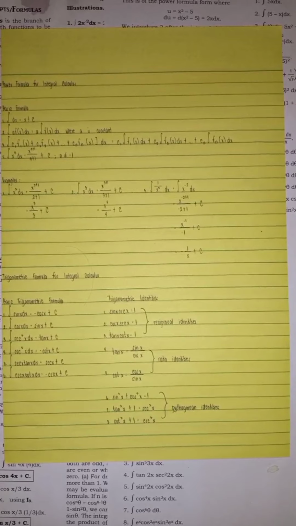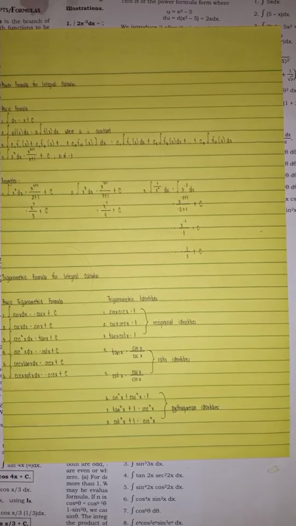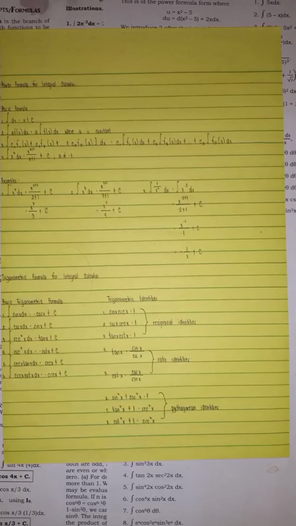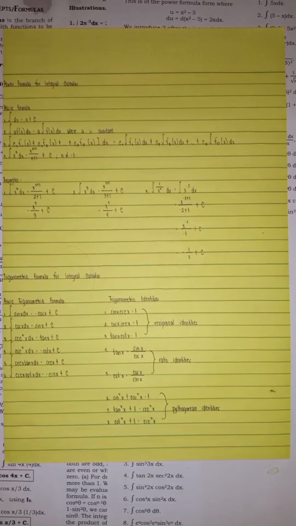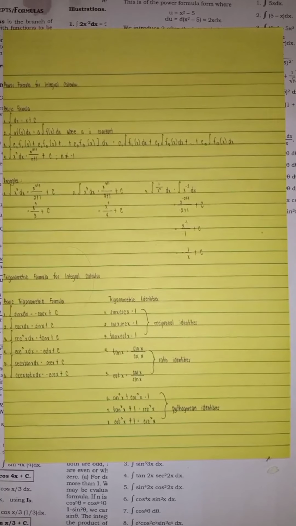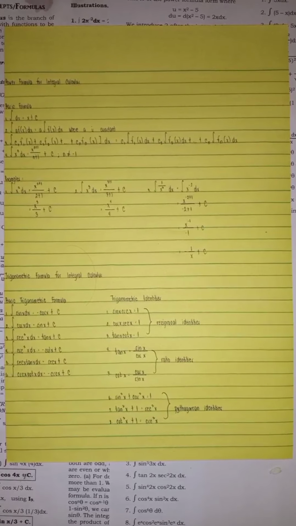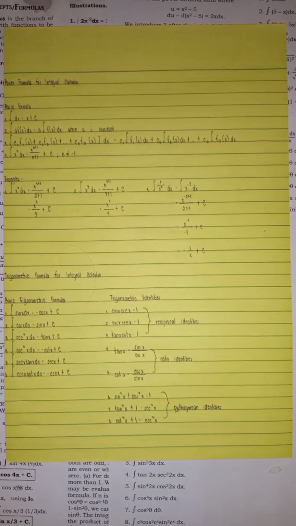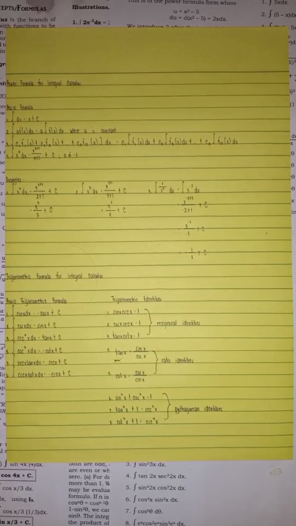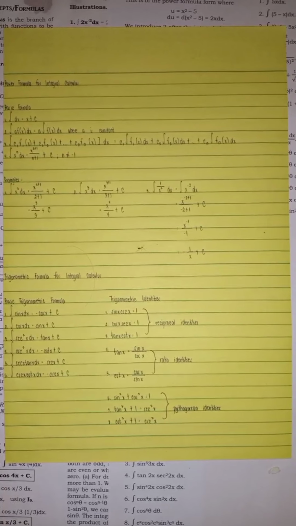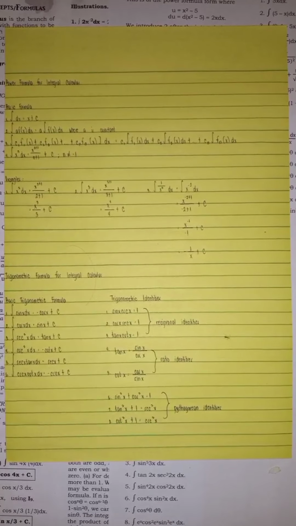Number 3. The integral of secant squared x dx is equal to tan x plus c. Number 4. The integral of cosecant squared x dx is equal to negative cotangent x plus c. Number 5. The integral of secant x tan x dx is equal to secant x plus c. Number 6. The integral of cosecant x cotangent x dx is equal to negative cosecant x plus c.